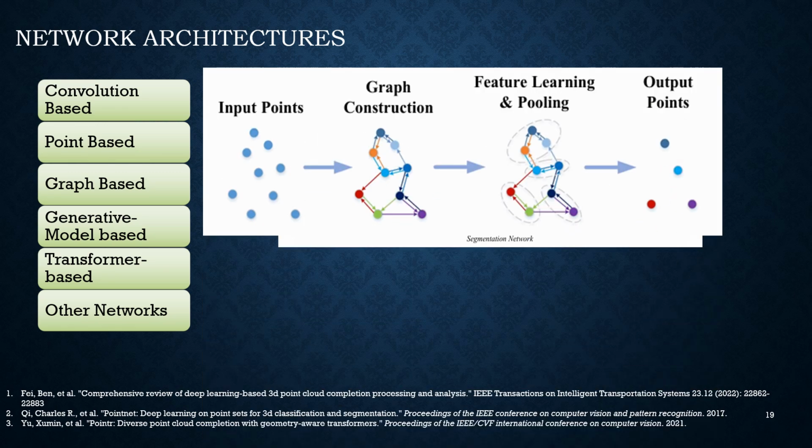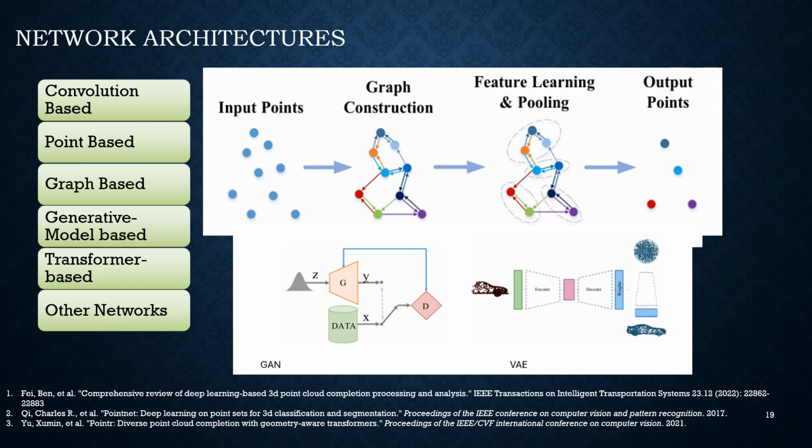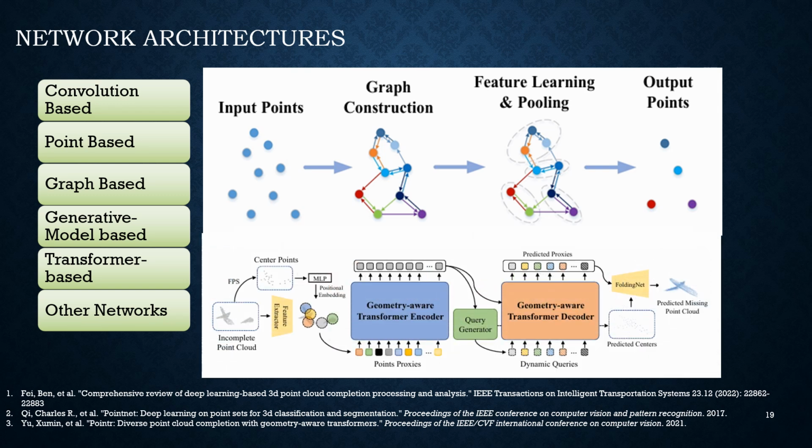Graph-based networks treat points in point clouds as vertices of graphs and generate edges between neighboring points. Generative model-based networks generate data based on the data they are trained on. They are classified into generative adversarial networks GANs, variational autoencoders VAEs, and diffusion models. Transformer-based networks make use of transformers for inferring local and global spatial relations in the point cloud. Completion networks that use different approaches are put in the other networks group. This network-based classification is discussed in detail in the survey by Fei et al., cited at the bottom of the page and in our survey.